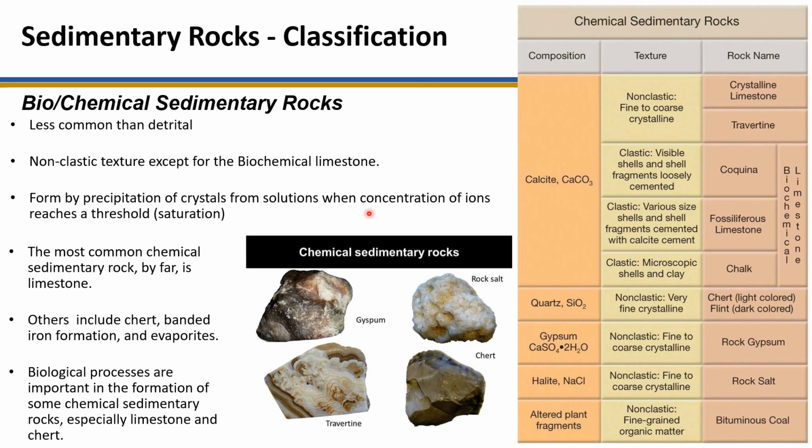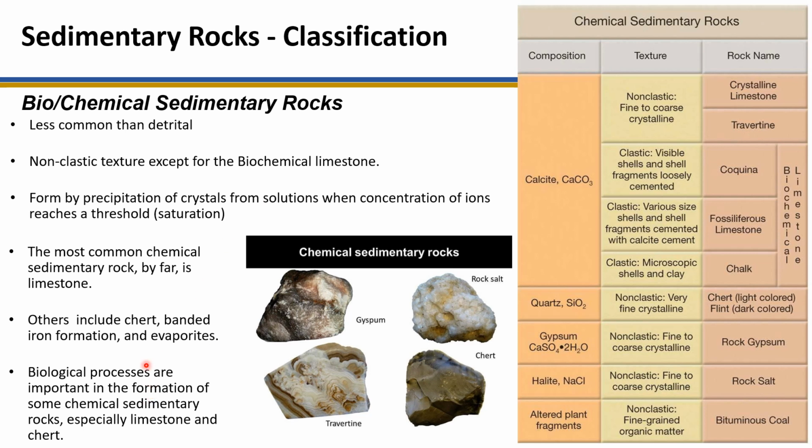So limestone is made up of calcium carbonate, CaCO3, which is a mineral that is commonly found in marine environment. Other chemical sedimentary rocks include chert, banded iron formation, and evaporites. Chert is made up of silica, which is commonly found in deep marine environment. Banded iron formation is made up of iron oxide, which are minerals commonly found in lacustrine environment. Evaporites are formed when the water evaporates, leaving behind dissolved minerals.